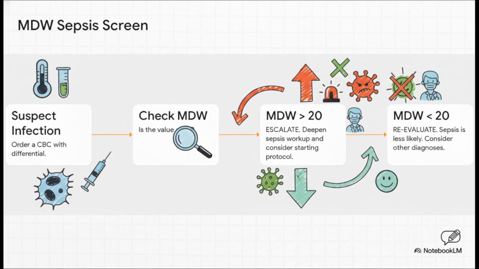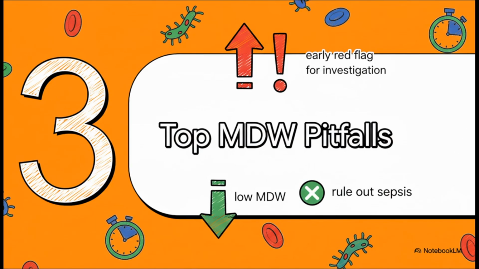If the answer is yes, you escalate. Treat this like a serious red flag. Time to deepen that sepsis workup, maybe start your protocols. But if the MDW is less than 20, you reevaluate. Sepsis is now much, much less likely. You can use that powerful 94% negative predictive value to confidently broaden your differential and figure out what else could be going on. Now, of course, like any tool, MDW is not a magic bullet.